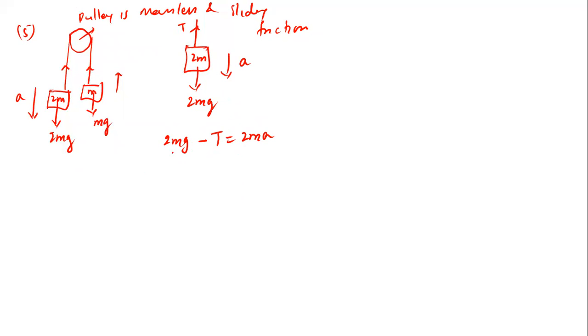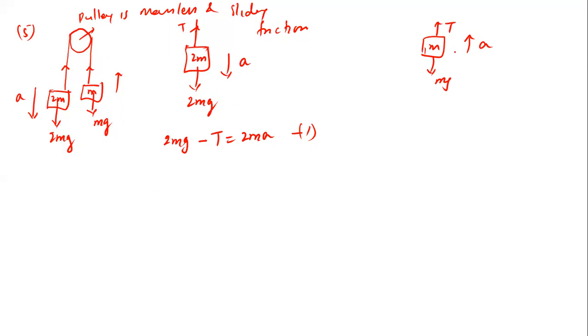Now, let us consider the second object. I have only one equation to be written here. In the second object, now what happens once again? I will write it here. This is mass m. mg is acting downwards. T is acting upwards. And what about the acceleration? The mass is going upwards. Acceleration is upwards over here.